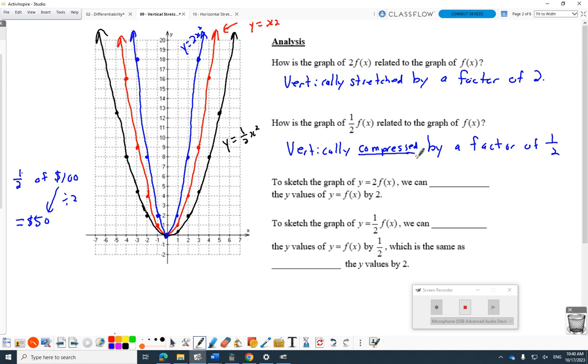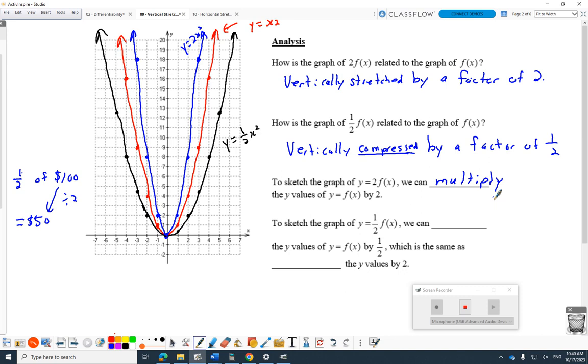To stretch the graph, oh, this is the whole lesson right here. If we get this, you can turn off your brain. You can be like, okay, I'm home free on this. To sketch the graph of 2f at x, we can blank the values of f at x by 2. What did I do to the values? What operation was it? Multiply the y values by 2.